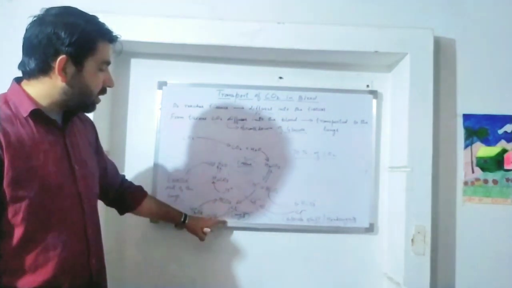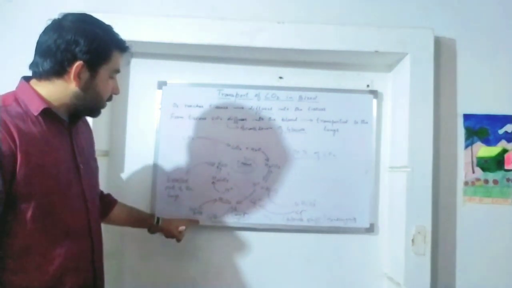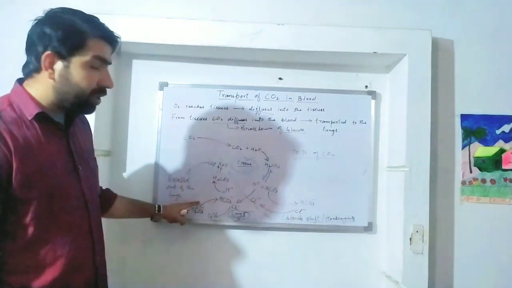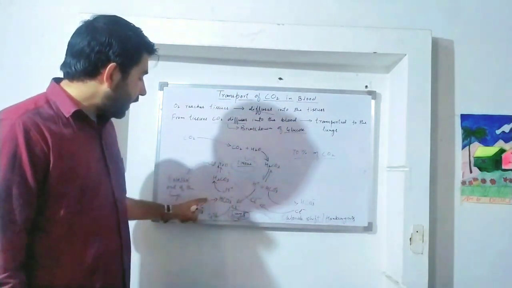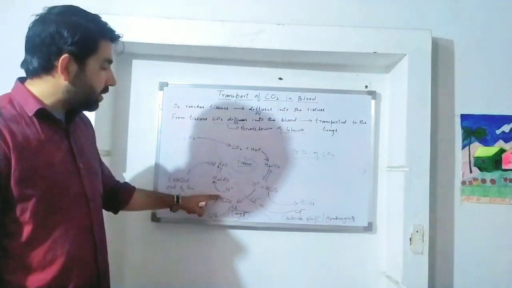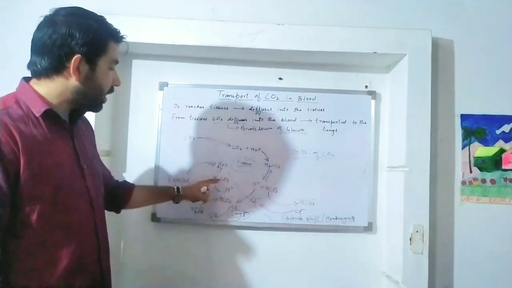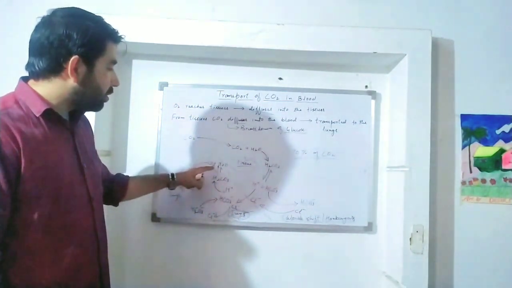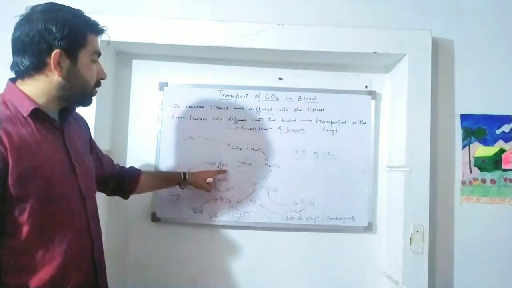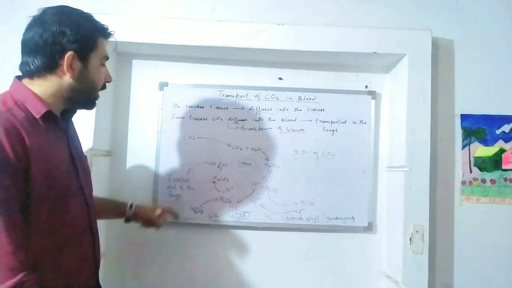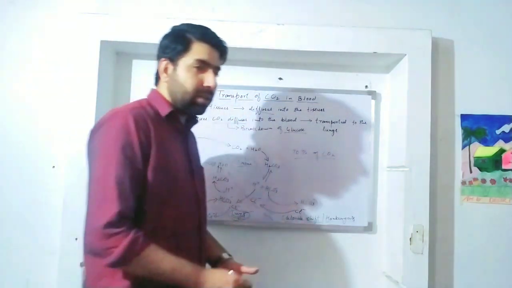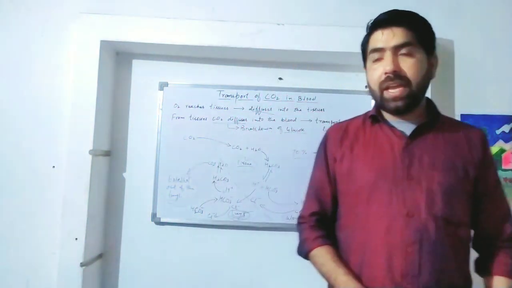Later when the blood reaches the lungs, the chloride ions are expelled out, and in place of chloride the HCO3 negative, which was expelled earlier into the plasma, enters into the RBCs, which reacts again with the H positive ion to form H2CO3, and later H2CO3 is split down into H2O, that is water, and carbon dioxide, and that carbon dioxide is then expelled out by the lungs through expiration.